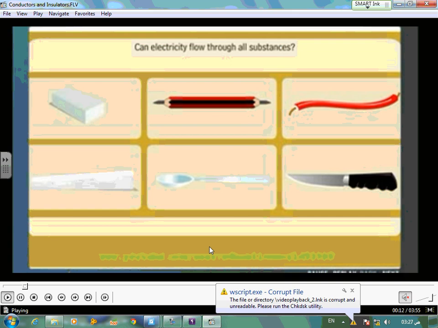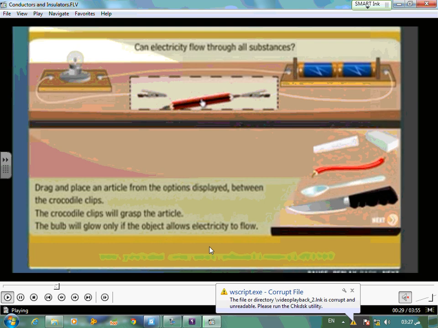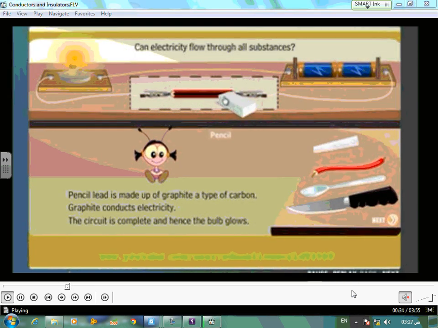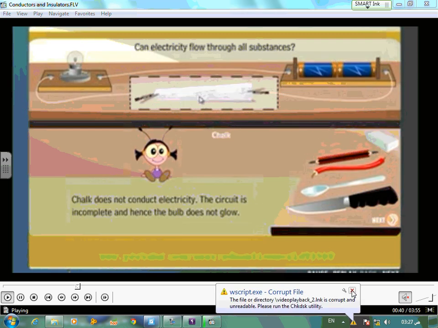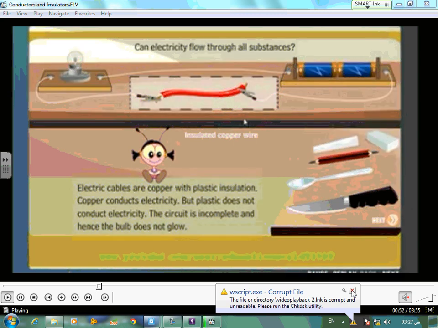We ask a question: can electricity flow through all substances? We bring a knife, spoon, wire, pencil, and eraser. When we put the eraser or the pencil, the electricity does not flow. In this picture, we put the pencil and the eraser, and the electricity does not flow. But when we put a wire, the electricity will pass through it.